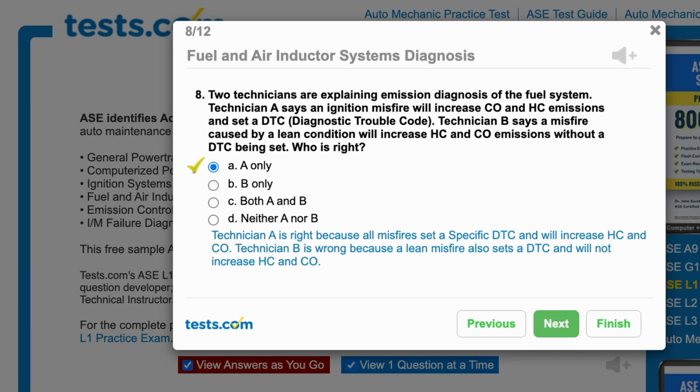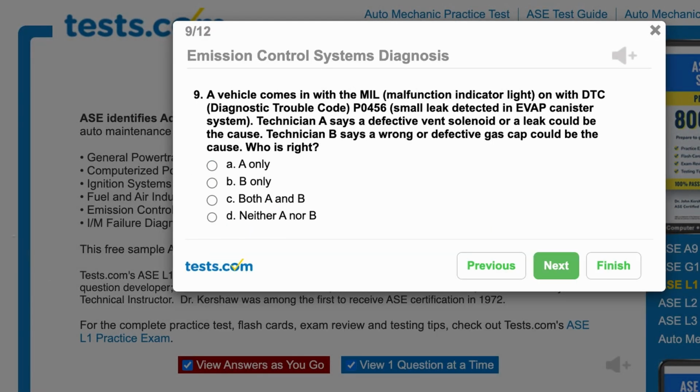A only. Technician A is right because all misfires set a specific DTC and will increase HC and CO. Technician B is wrong because a lean misfire also sets a DTC and will not increase HC and CO.